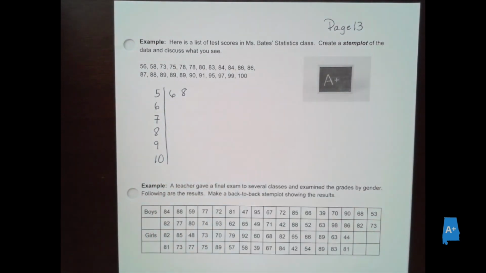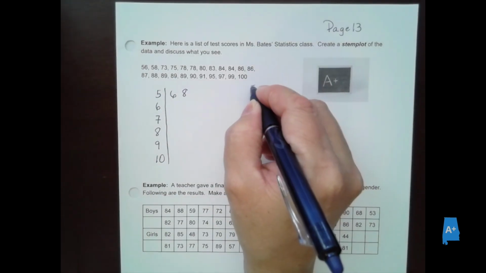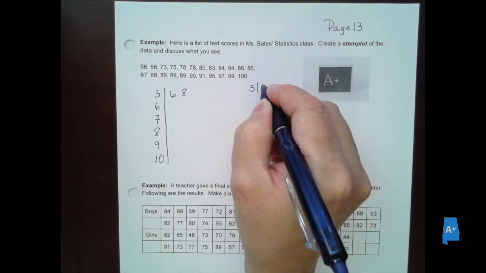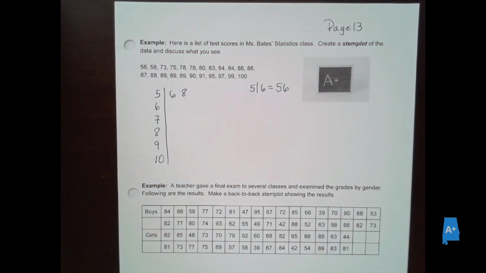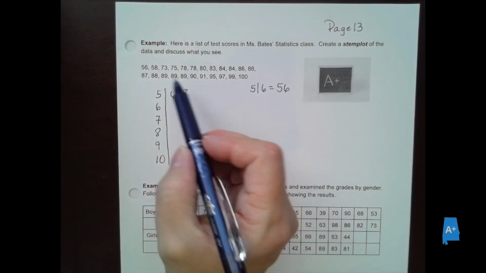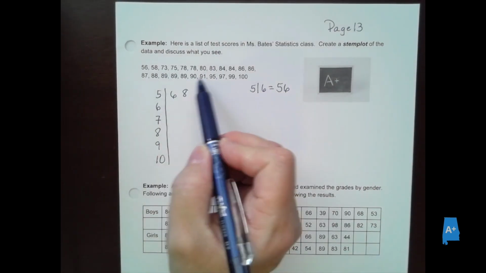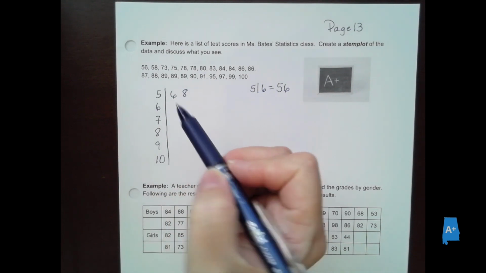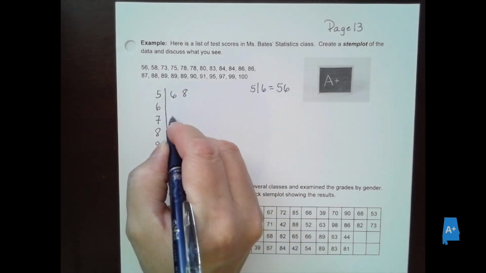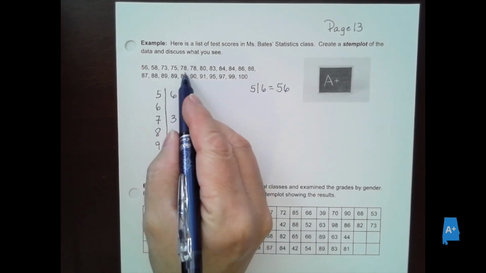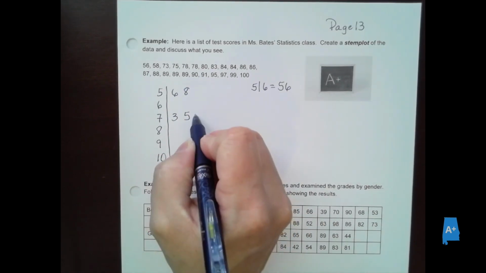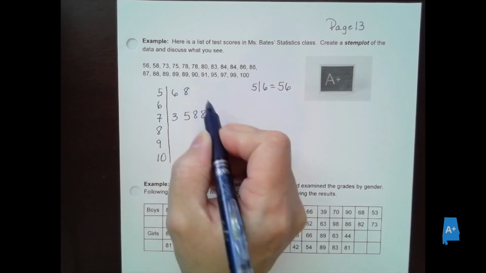So because we need to communicate that, we have to make a key for this. So we might write over here 5|6 is equal to 56. And we're letting the reader understand how we're writing down the information. So notice I don't have any 60s in here, so I'm just not going to write anything down. And then I have 3, 5, 8, 8. So if there's twice, you write it twice.